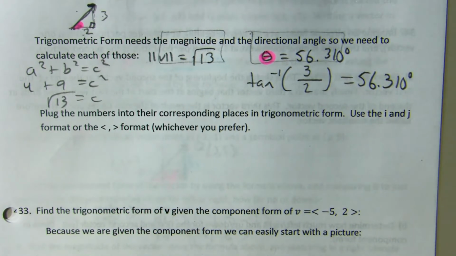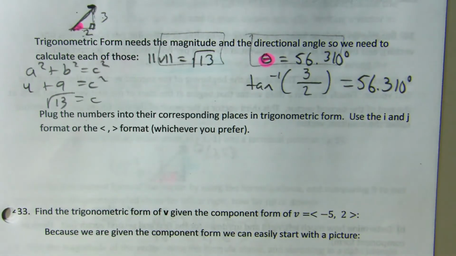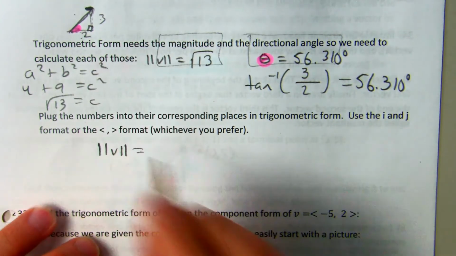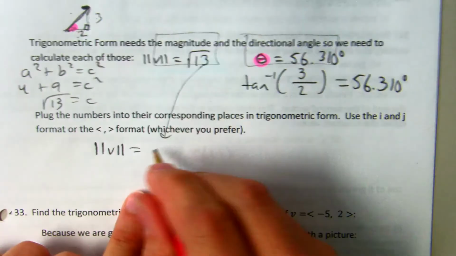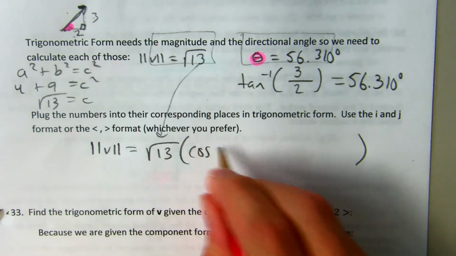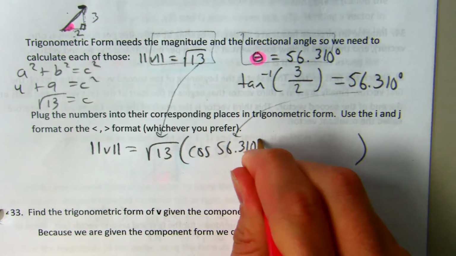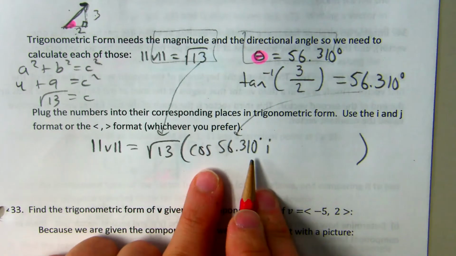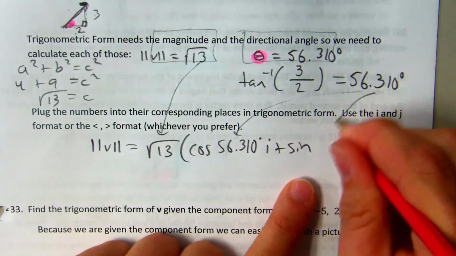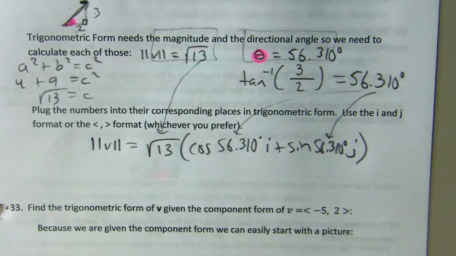Alright, now that we've got the two things we want, this is no different than step 1 on the other page. The vector will be the magnitude out front, times parentheses, cosine of the angle i, which determines the horizontal component, plus sine of the angle, always the same angle, j, which determines the vertical component.